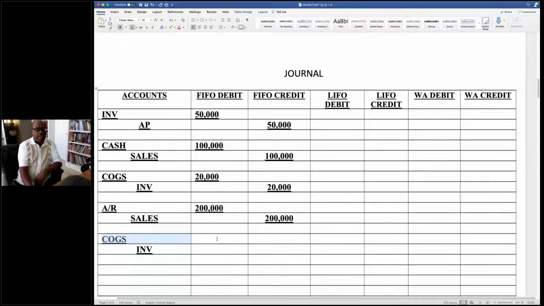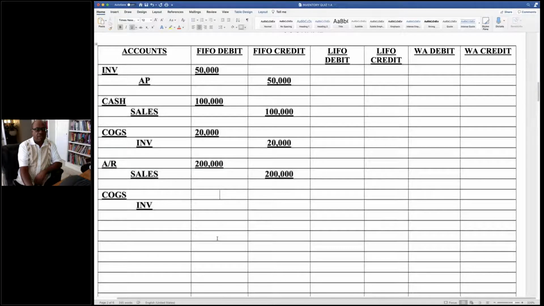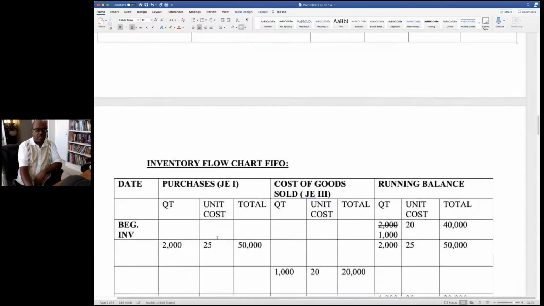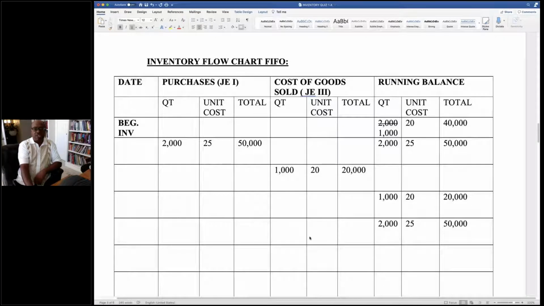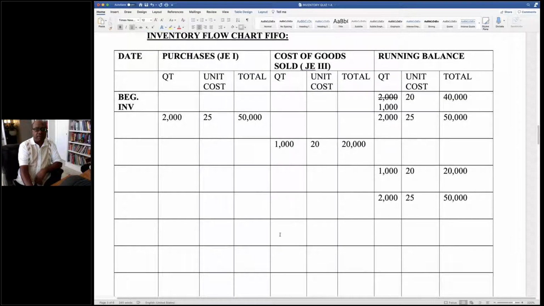But to get the amount in this companion entry, we're going to go to the chart. So we go to the chart, Zahid, what are we going to have? How many did we sell? For the chart, we're gonna have like 1,000 quantity for $20 unit, and it's gonna be 20,000. And then for the other one, we're gonna have 1,000 units for $25.